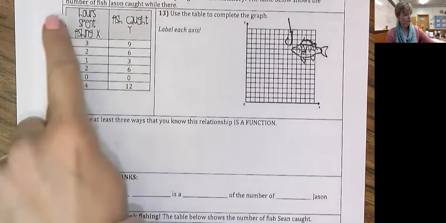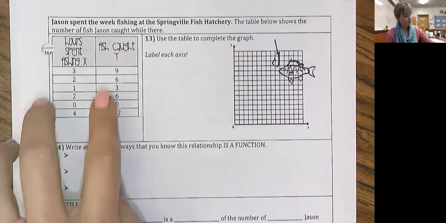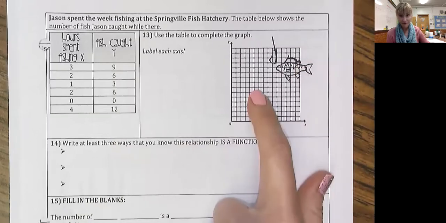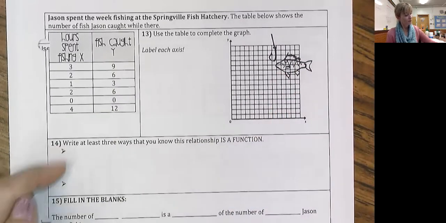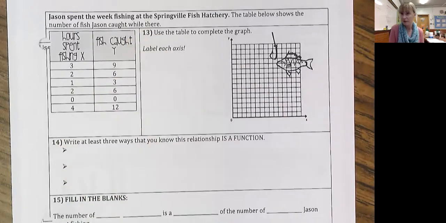The table below shows the number of fish Jason caught while there. So you're going to pause and you're going to turn this table into a graph. And then see if you can come up with, maybe you can't come up with all 3 ways, but maybe you can come up with at least 1 or 2 on how you know that this is a function. Pause me and give that a try.